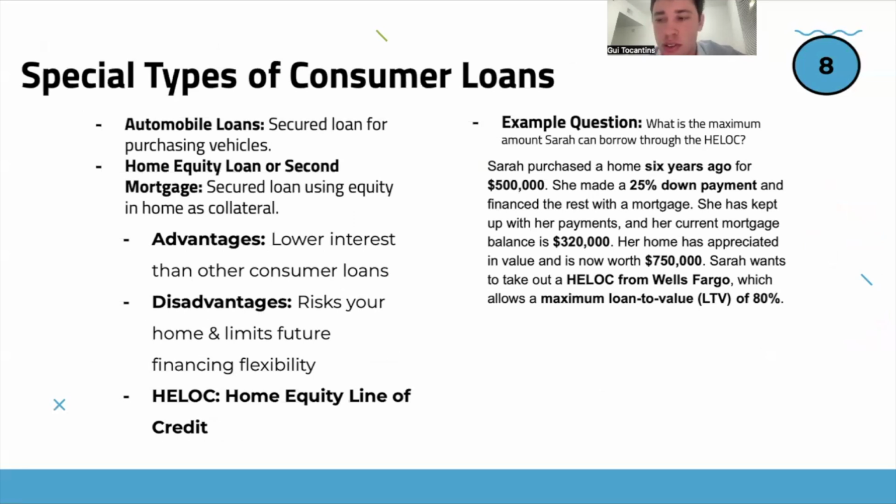Moving on to special types of consumer loans, you have automobile loans, which are secured loans for purchasing vehicles. They usually go from 24, 36, or 48 months. We're going to be talking about that later. And then you also have the home equity loan or second mortgage, which is a secured loan using equity in your home as collateral, also known as HELOC, home equity line of credit.